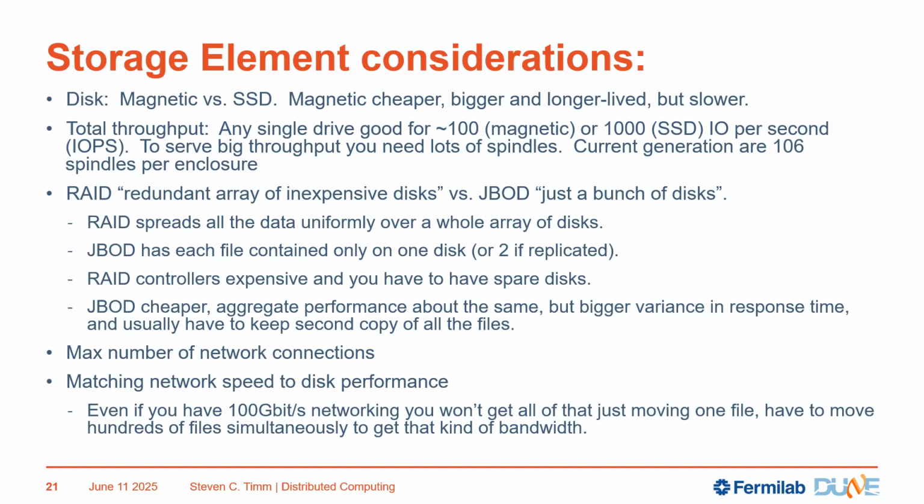Or 1,000 IO per second in SSD. To serve big throughput, you need lots of spindles. The current generation of servers we're buying have got 100 disk spindles in them. Right? And we're currently probably going to buy 10 or 20 of those this year. I think it works out to about half a petabyte in one server box now. I thought we were good years ago when we had 1 terabyte in one server box.